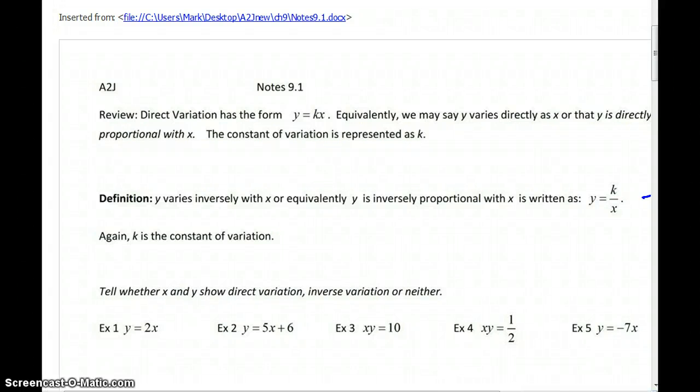Okay, lesson 9.1. Actually, a review of what we did in chapter 3. In chapter 3, we talked about direct variation. We're going to do that again. Direct variation is simply of the form y equals k times x. We can say y varies directly as x, or that y is directly proportional with x. The constant of variation is represented as k. So that we've talked about before.